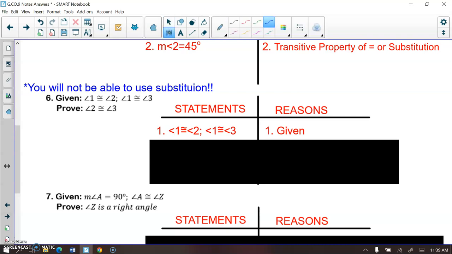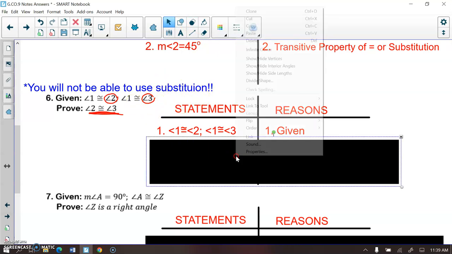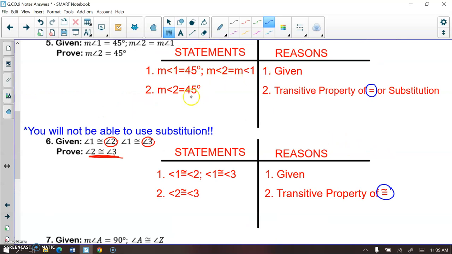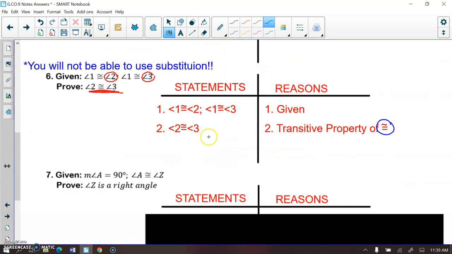Well, since we know that angle 1 is congruent to angle 2 and angle 1 is also congruent to angle 3, since angle 1 is congruent to both of those angles, we can say that those angles are congruent to each other. Again, this is not substitution because we have congruent symbols. This is the transitive property of congruency. Notice the difference between what I put here and what I put here. Those are different. The reason we said equality up here is because we were dealing with equal signs. Down here, we're dealing with congruent symbols.